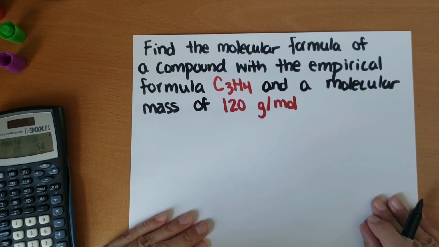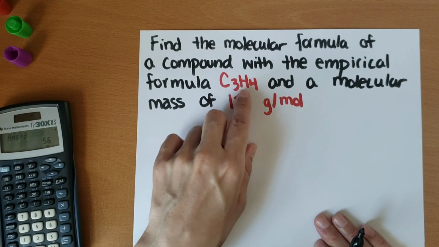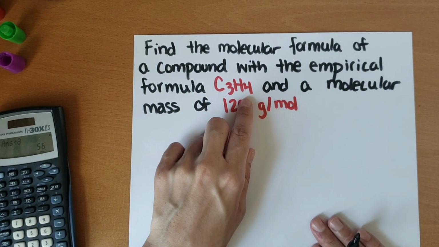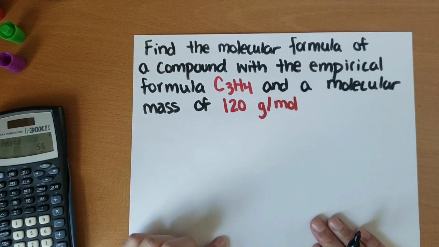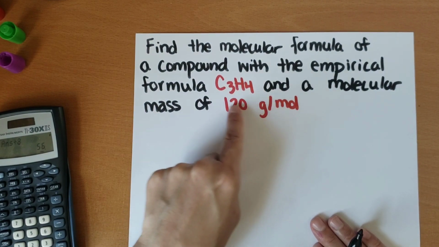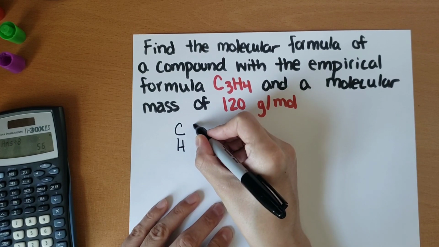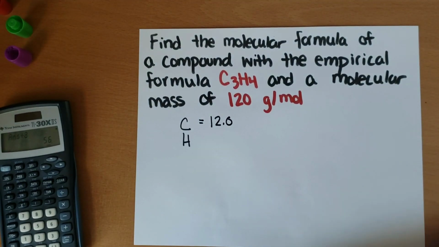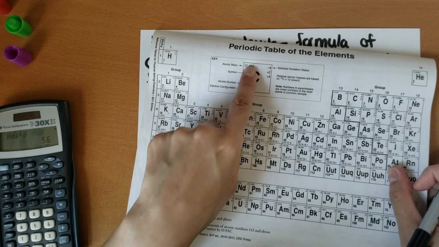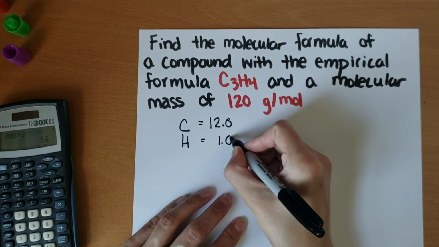Okay, so in this question, again, the question is the same. So here we're given an empirical formula of C3H4, and we are given a gram formula mass of 120. Remember, this first step is to find the empirical mass. So here I know that carbon has a mass of 12 grams per mole. Remember, you just get the masses from your reference table. And hydrogen has a mass of 1 gram per mole.